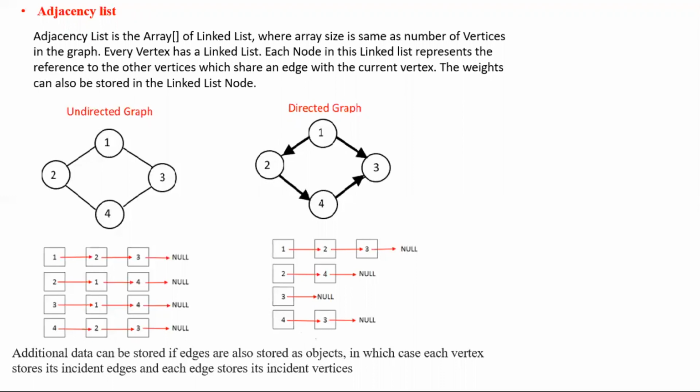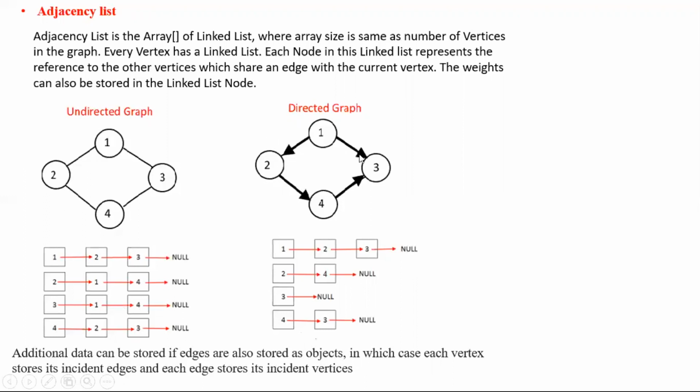So in the graph on the left, 1 is connected to 2 and 3. 2 is connected to 1, as you see, and 4. 3 is connected to 1 and 4. 4 is connected to 2 and 3.